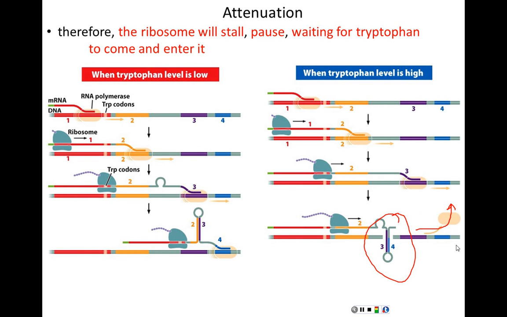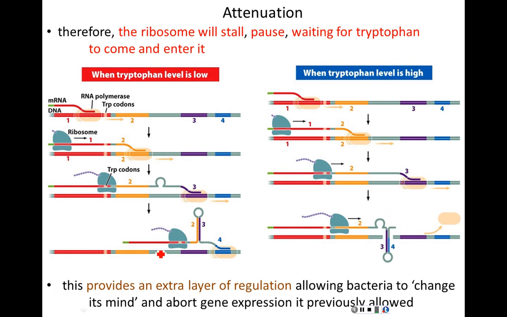The proteins for trp biosynthesis are never made, as the cell wishes, because tryptophan levels are already high. Why would you make more tryptophan when you already have plenty on hand? This provides an extra layer of regulation, allowing bacteria to change its mind and abort gene expression even though transcription has already begun, because the cell has realized that tryptophan levels are high. What a beautiful system.